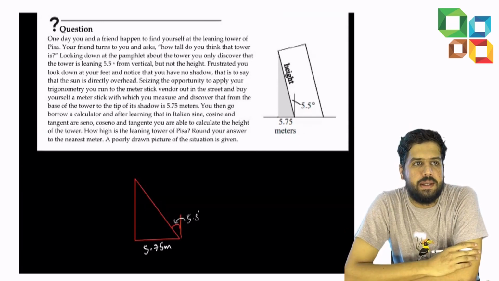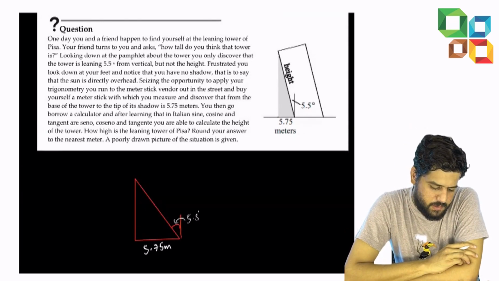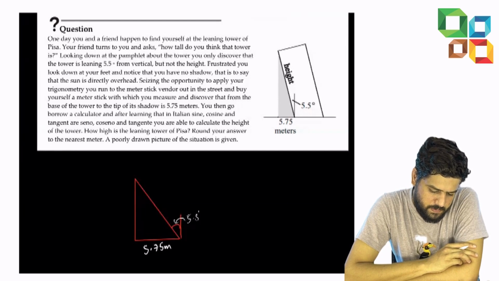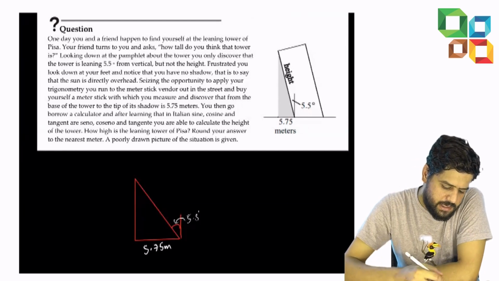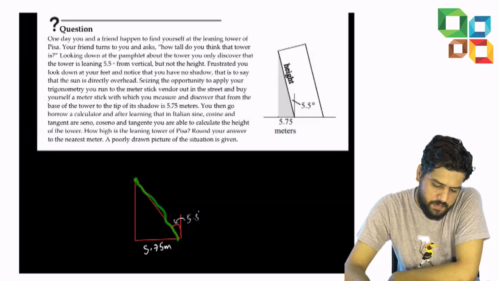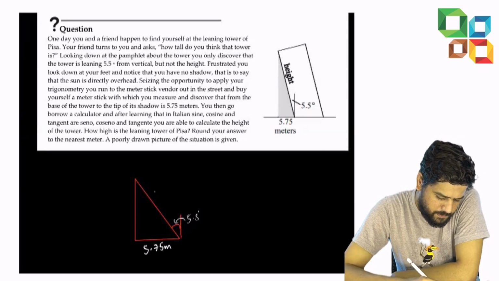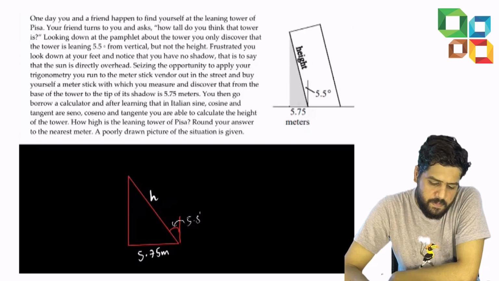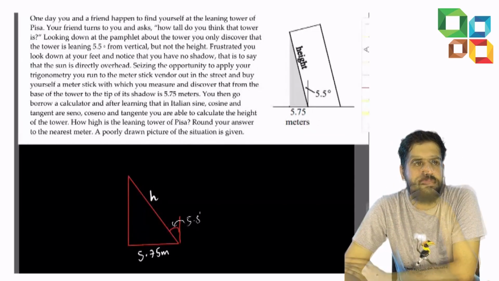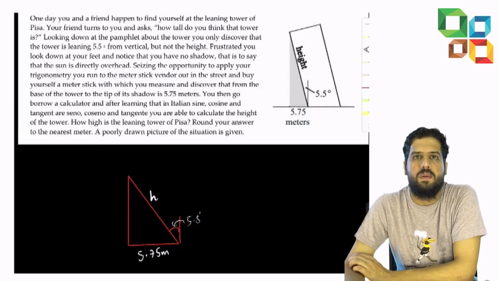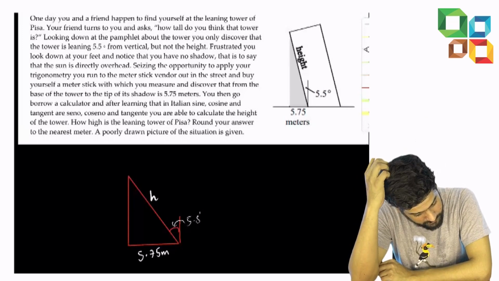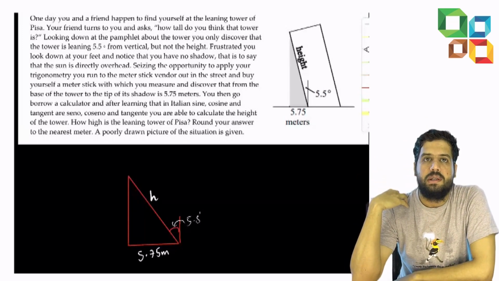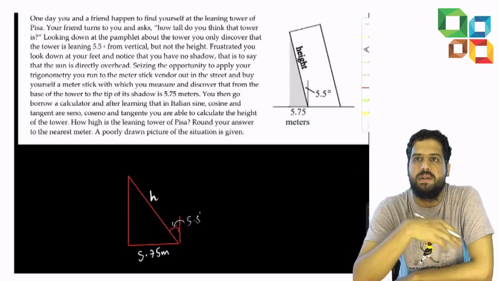Stuti, you want to volunteer? How to solve this problem? You need to find this length, right? This is h. Yeah, I don't need the value. Don't worry about the value. I just need the expression. Sine of something, cos of something into something.